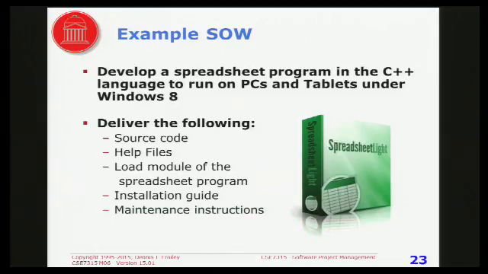Here's a simple statement of work. Develop a spreadsheet program in C++ that runs on PCs and tablets under Windows 8. And that's what you're supposed to do. Here's what you're supposed to deliver: source code, help files, load module of the spreadsheet program, installation guide, and maintenance instructions. Now, that's a very high-level statement of work, but it does tell you what you're supposed to do and what you're supposed to deliver. And the advantage of that is you know very clearly what you're supposed to do. You can probably imagine how you might start to put together a work breakdown structure that represents this activity.